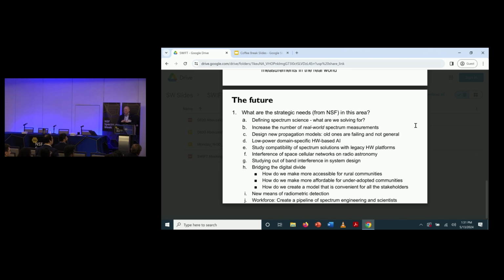First one, increasing the number of real-world spectrum measurements. What is really out there? And again, tying into the systems group, not just measuring what's my cellular coverage, but measuring what are the out-of-band emissions hitting the passive Earth sensing? What are the emissions coming from space where there used to never be emissions coming from space?